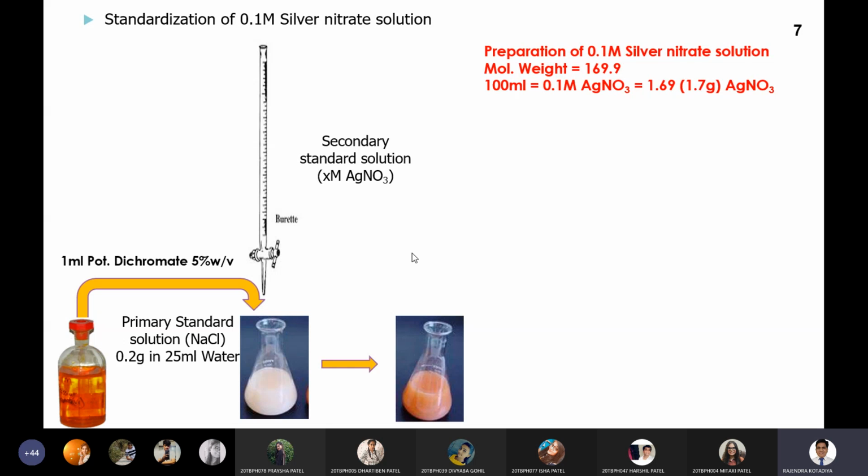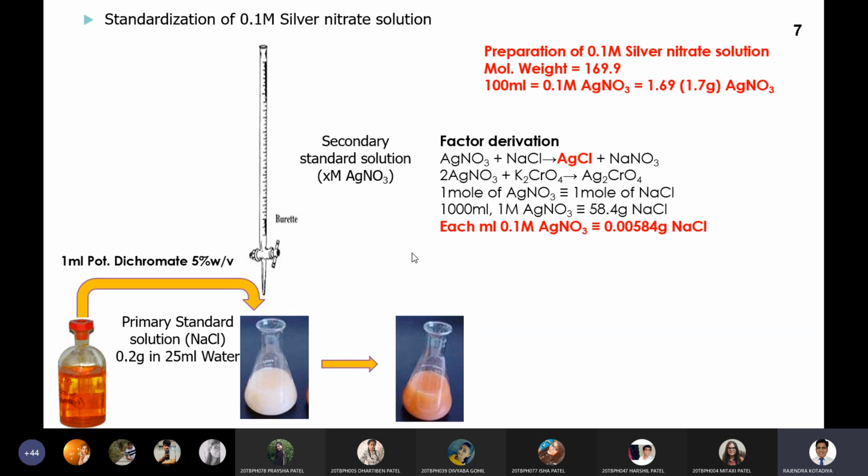We have to take down the burette reading at this point of time, and then we'll do some calculations so that we can find out the concentration of chloride ion or ultimately the concentration of NaCl we have taken. So for that we need to derive the factor. The reaction will be like this: AgNO3 reacts with NaCl, it will form the precipitate of silver chloride. When there is no NaCl, two molecules of silver nitrate react with one molecule of K2Cr2.